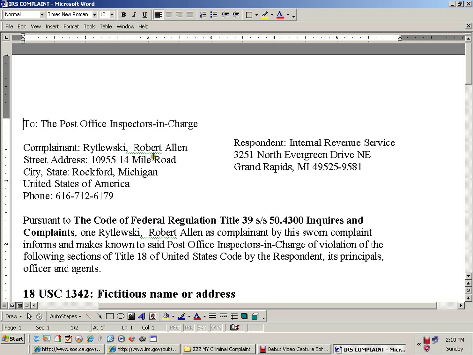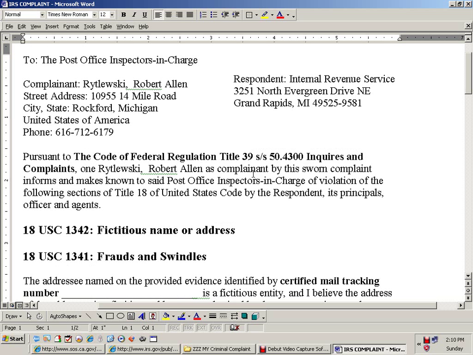I'm the complainant. My real full name, my street address. I'm not going to call it my mailing address. I don't know what my mailing address is. All I know is that's the street address. The city and state, United States of America, my phone number, the respondent, and then, pursuant to the Code of Federal Regulation, Title 39, subsection. Anybody know how to make those two S's with your keyboard? What's the one to make the double S? 50.4300, inquiries and complaints. 1.